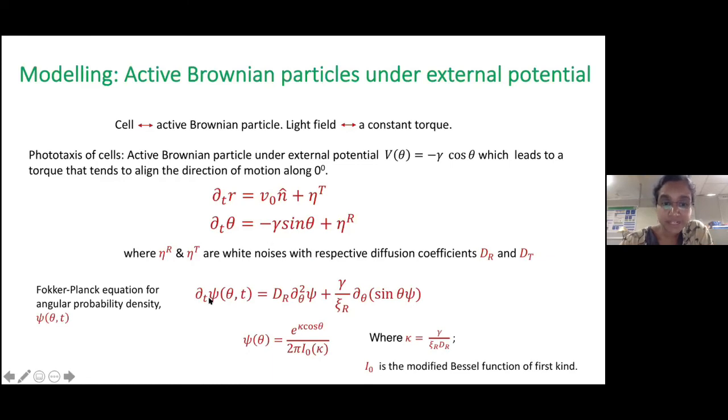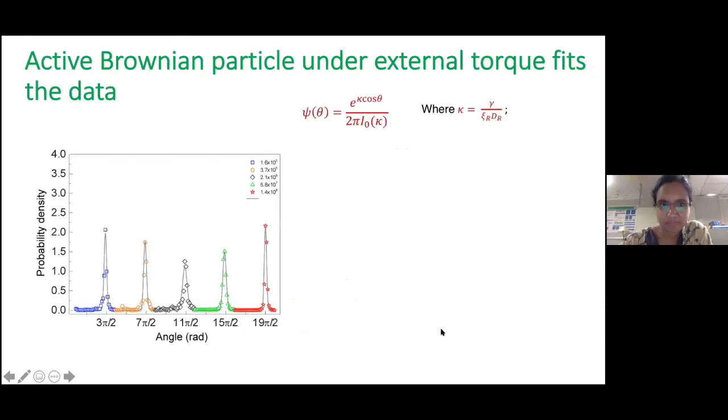If you write down the Fokker-Planck equation for the angular probability density, it's a diffusion equation with an additional term due to the external potential that we have imposed. The solution to this equation is a von Mises distribution, which looks like a Gaussian in appearance and has the following form. If we fit this expression to our experimental data, we can extract the strength of the potential.